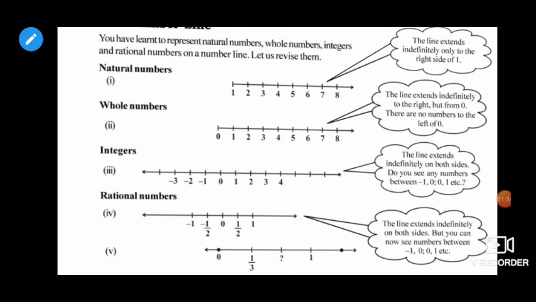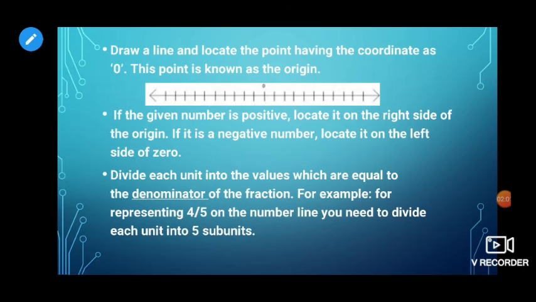And if you go for the integers, here we can see the line extends on both sides. One side will be negative numbers, one side will be positive numbers. So the numbers will be extended on both sides. Whenever we come to the rational numbers, here we can see parts, meaning each and every unit again we have to divide into different parts, and then we can represent those rational numbers. How we can do that, I'll show you with an example.